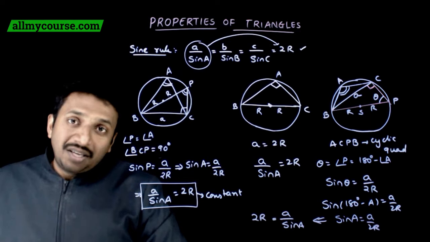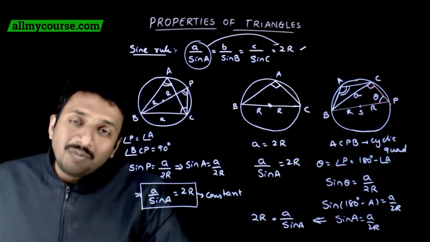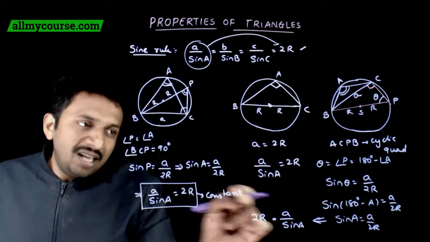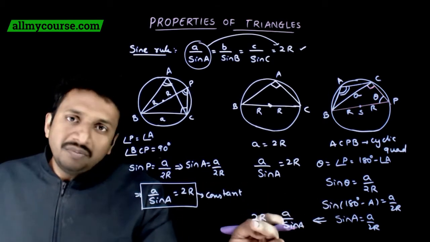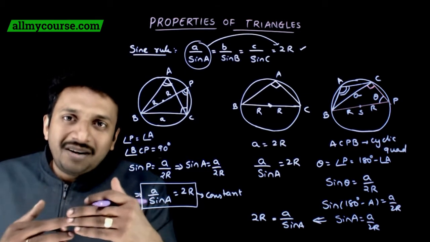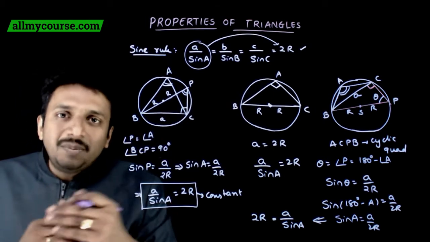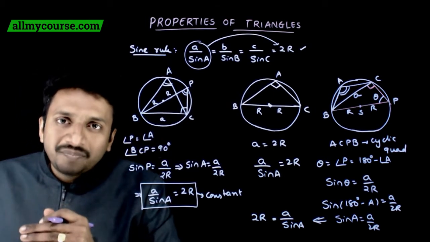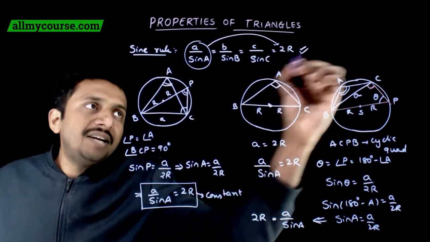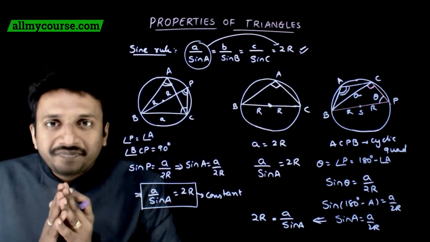So whether A is acute, a right angle, or an obtuse angle, a by sine A will always be equal to 2R. By similarity, b by sine B will also be equal to 2R and c by sine C will also be equal to 2R. That means in a triangle, this sine rule always works.